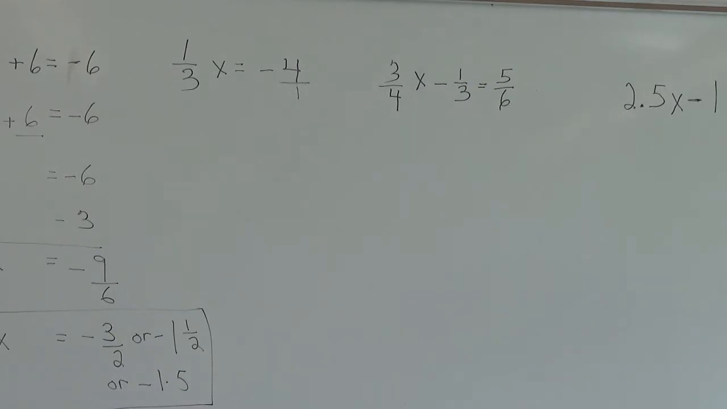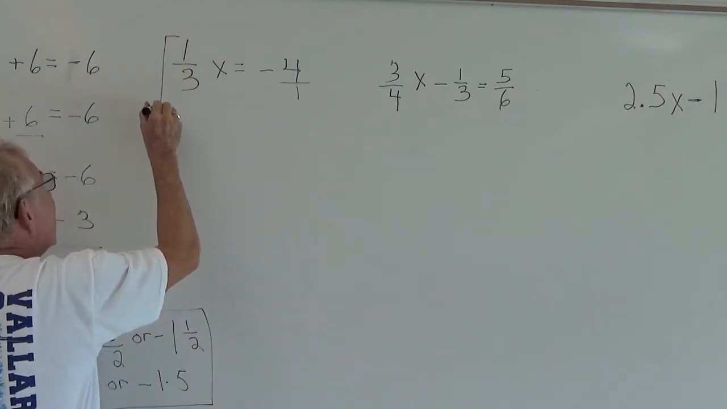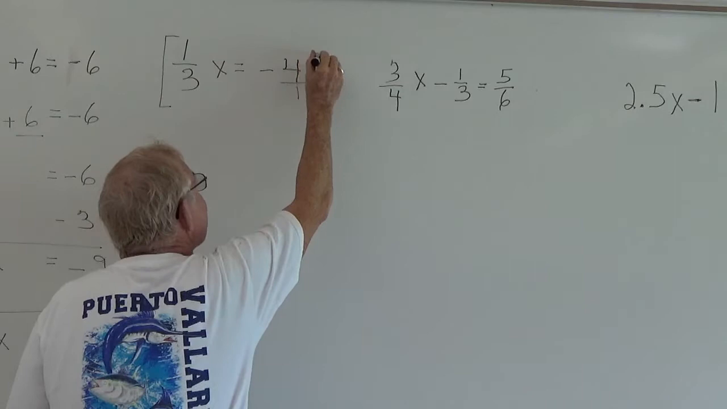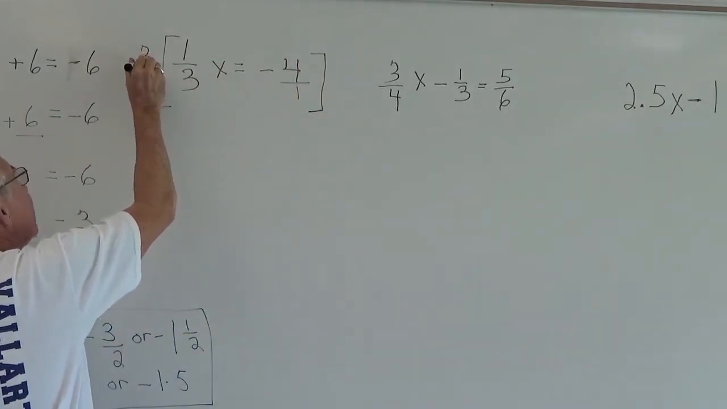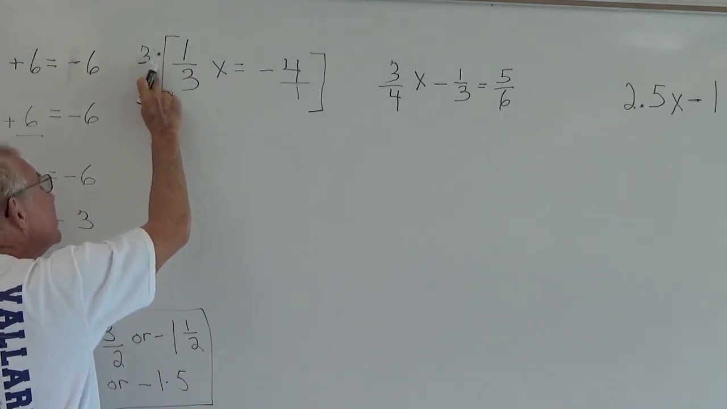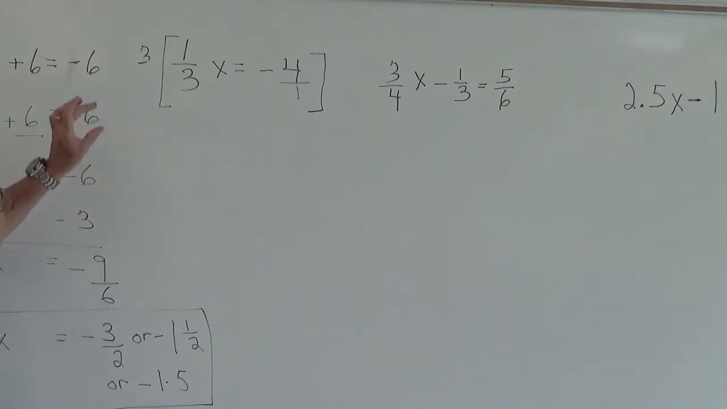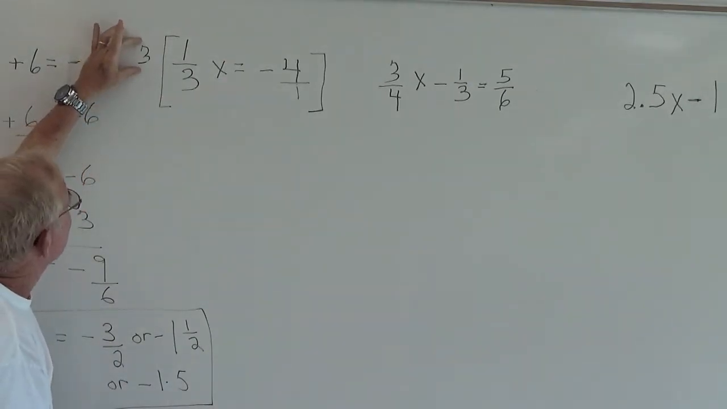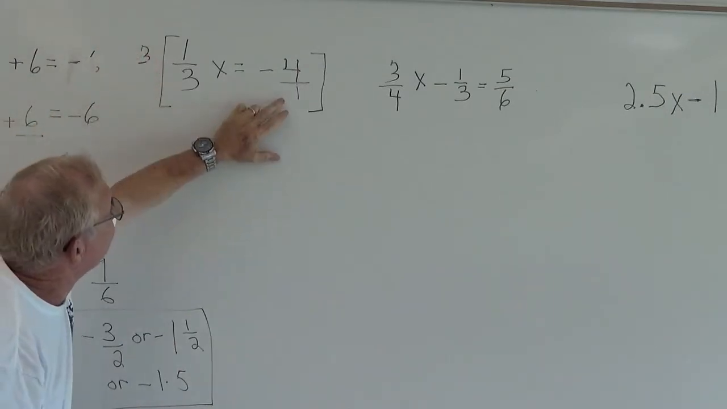You could say 12, but the least would be 3. And the reason you do least is the numbers are the smallest, and you don't have to reduce at the end. So put a 3 out there. And once again, the reason you do that is that's the number that both 3 divides into and 1 divides into. Now, I encourage my students to put that 3 up front. And by putting a bracket around it, that makes them realize they got to multiply both the left and the right by that 3.